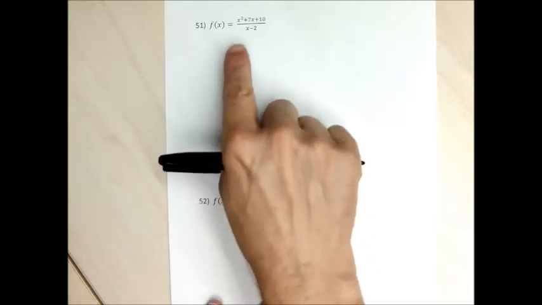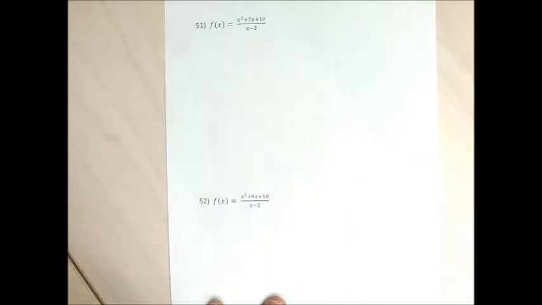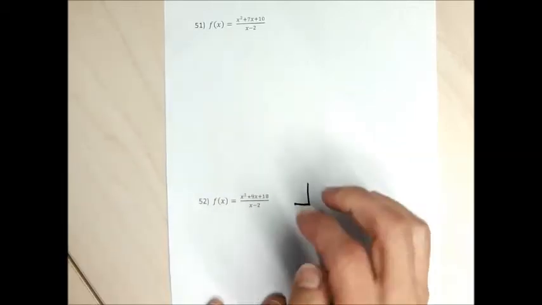Alright, so I'll throw 51 and 52 up on the screen right now. Hopefully you can do 51. I'll do 52. So I'm going to find the equation of the slant asymptote. Because the denominator is just x minus a number and there's not a number in front of the x, to find the equation of the slant asymptote, I can do synthetic division.